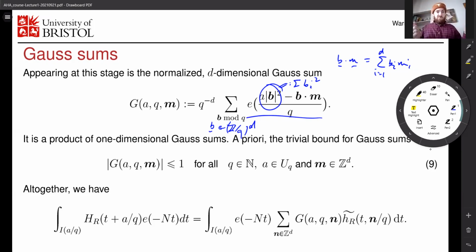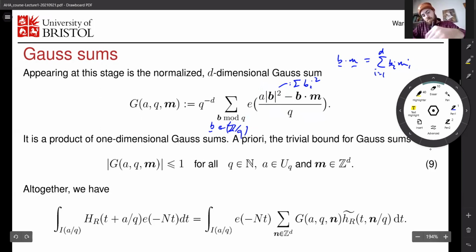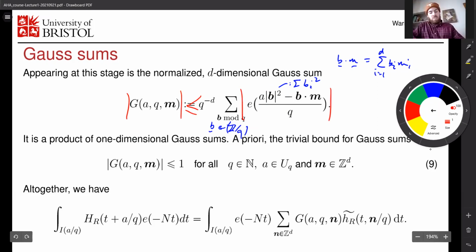and therefore this sum as a product of one-dimensional Gauss sums. Now the trivial bound for Gauss sums is just I apply the absolute value. Okay, so this is less than or equal to that by the triangle inequality, which is all ones. Z mod Q has Q points, so the Q to the minus D here just balances out the Q to the D here. And we always get a bound of 1. That's a very trivial bound. There will be more cancellation that we'll find later on.